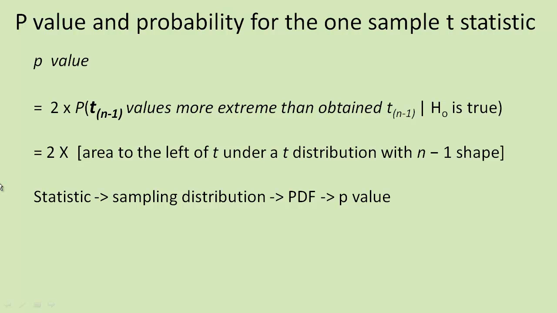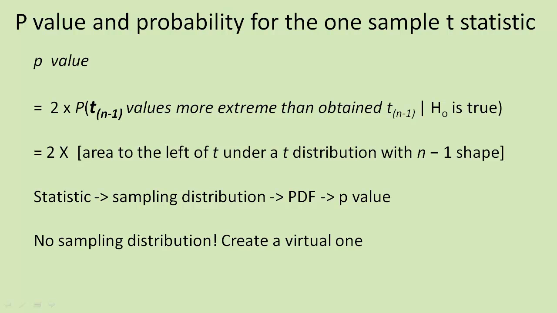As you would expect, many statistics have this type of relationship, that is, statistic, sampling distribution, probability density function and associated p-value. However, not all statistics have mathematically defined sampling distributions and therefore no probability density function and no p-value, in which case it is necessary to use computers to create these sampling distributions by basically creating virtual populations from the sample. Think of it as a form of spontaneous generation.